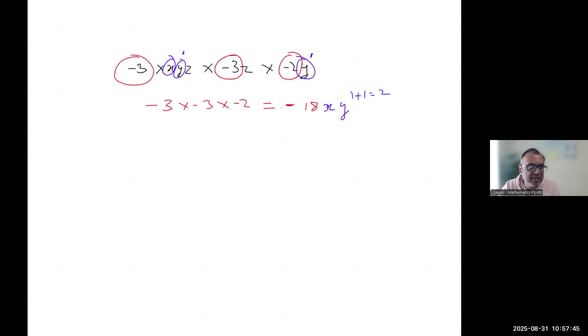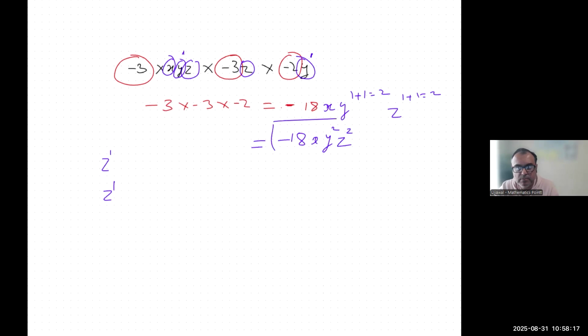And z, I've got a z here and a z here. So z, 1 plus 1. In algebra, we don't write a power of 1. We just write the variable itself. It simply means power 1. So this is 2. So the final answer is negative 18 x y squared z squared.